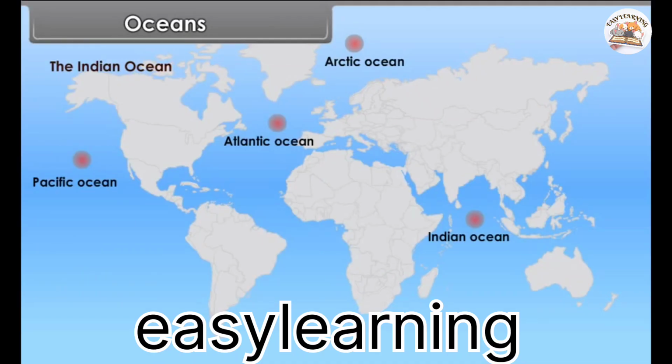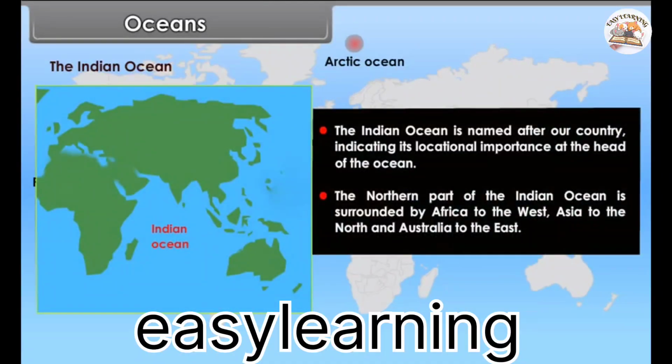The Indian Ocean. The Indian Ocean is named after our country, indicating its locational importance at the head of the ocean. The northern part of the Indian Ocean is surrounded by Africa to the west, Asia to the north, and Australia to the east.